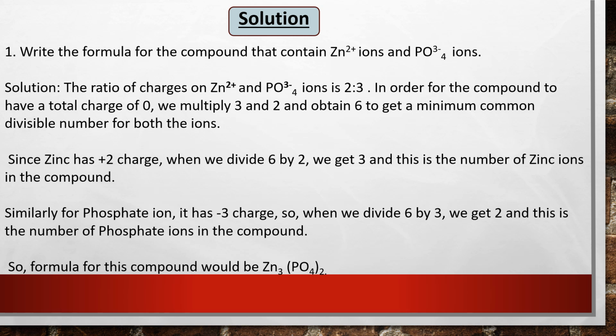Since zinc has +2 charge, when we divide 6 by 2, we get 3, and this is the number of zinc ions in the compound. Similarly, for phosphate ion, it has -3 charge. So when we divide 6 by 3, we get 2, and this is the number of phosphate ions in the compound. So formula for this compound would be Zn3(PO4)2.